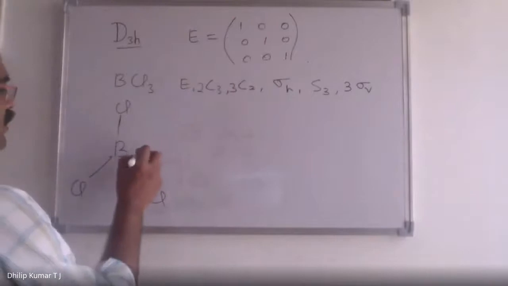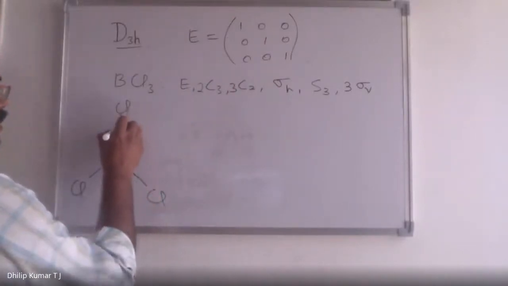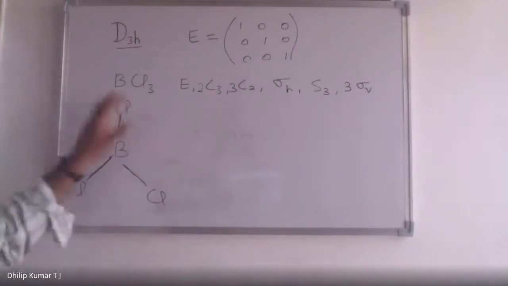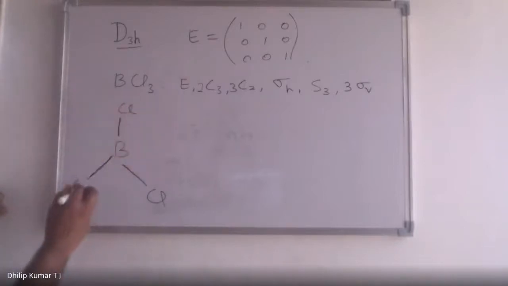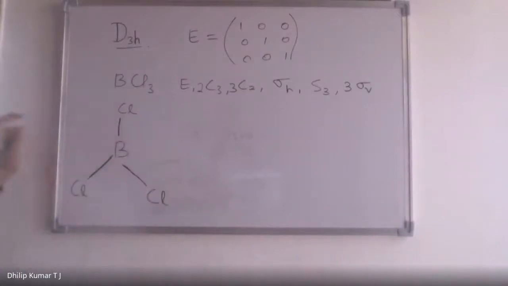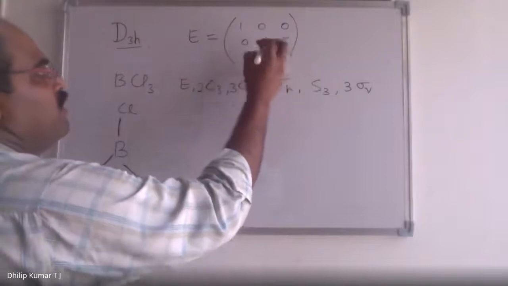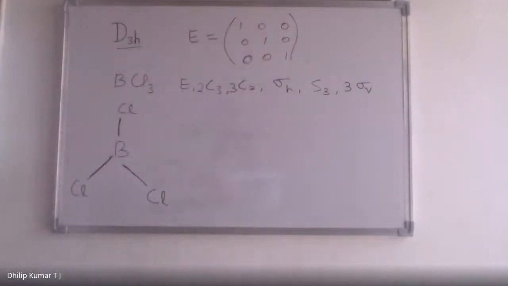So there are 3 axes. So we are following these 3 bonds as the vectors. Atom position we are following. Okay, this is Cl, this is Cl, and this is Cl. So we are going to follow the atom position. So in E symmetry, the atoms are all in the same place. So we can write 1 0 0 0 1 0 0 0 1. You can say this is x-axis, y-axis, z-axis. In that way we are doing it.